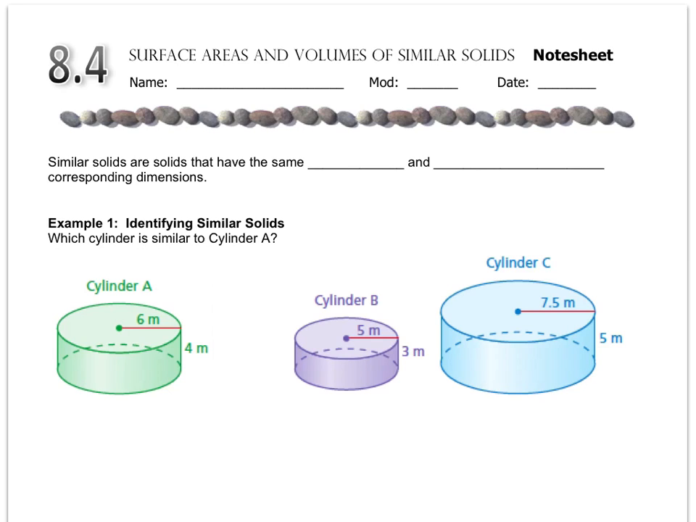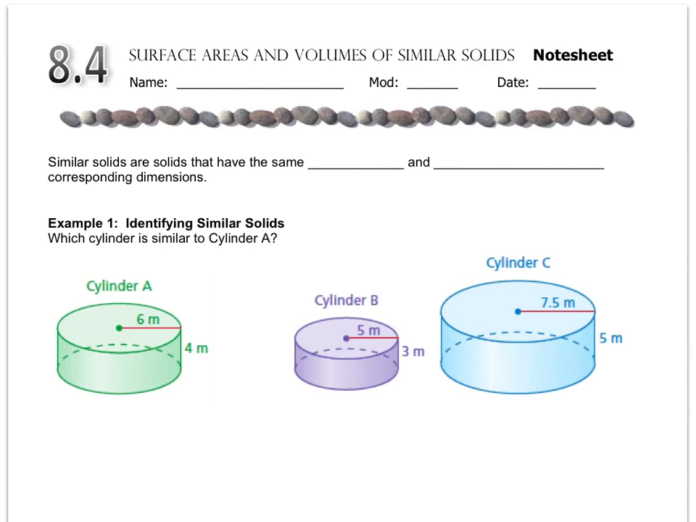When we first learned about similar figures, or in this case, similar solids, because we're talking three-dimensional shapes, we learned that similar means that objects have the same shape but different sizes. So today we're going to take that concept of same shape, different size, and relate it to surface area and volume. What we're going to discover in this lesson is how surface area and volume are affected when you change the size of a shape.